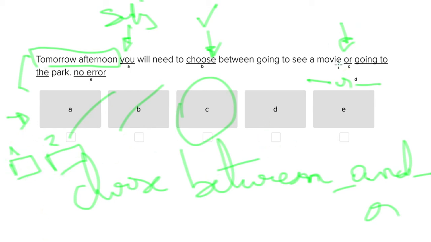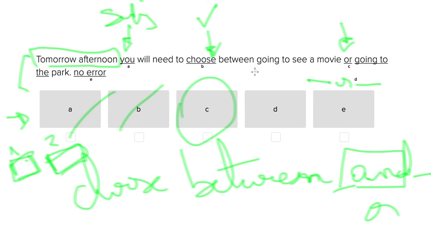So if you had or, that would be saying that twice. I'm going to choose between thing one or thing two, makes it sound like you're going to choose between something in thing two individually or thing one individually. So remember that choose between will always take and rather than or, and that's why that's the right answer.